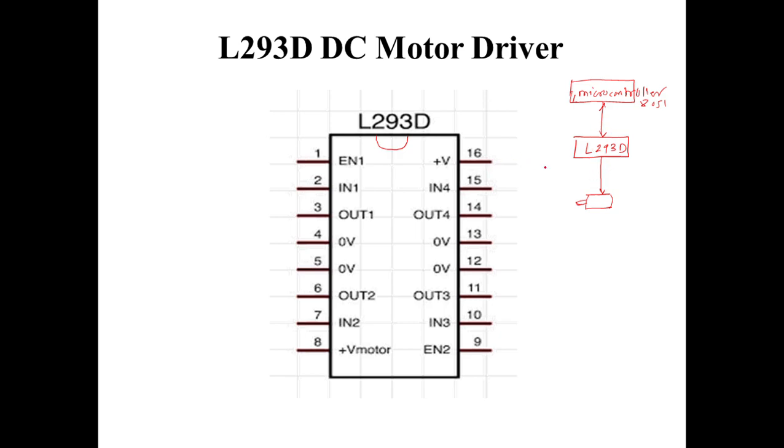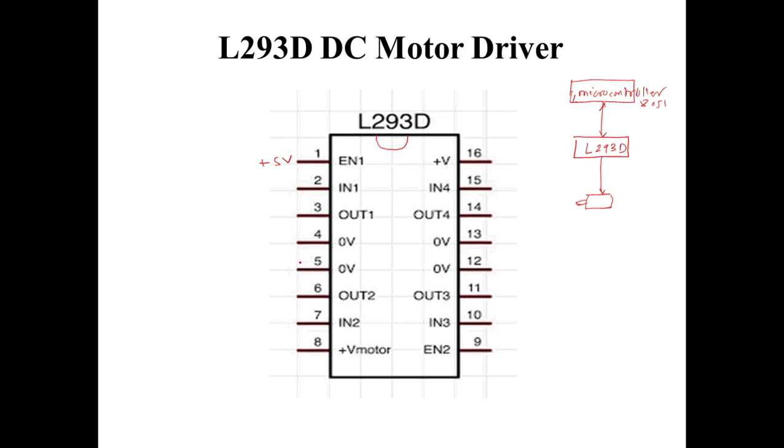Now we'll see the numbering of the pins on the L293D. Initially I have the first pin, which is EN1. Here I am supposed to give a plus 5 volt supply. Then pin number 2 will be the first input pin, and whatever input I give at pin number 2, I'll get the output at pin number 3.